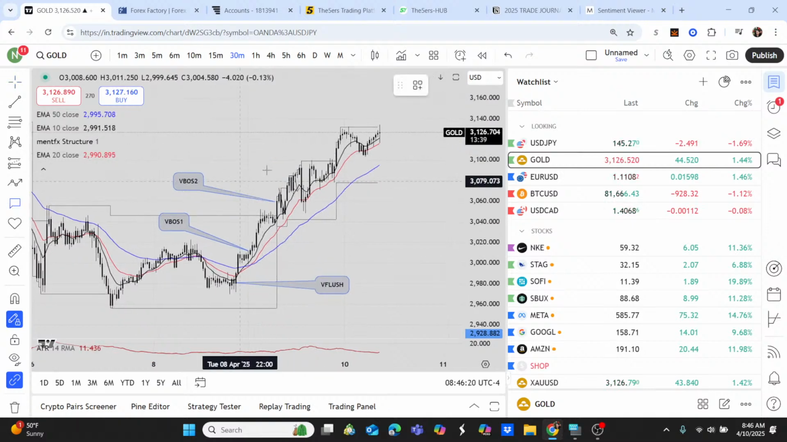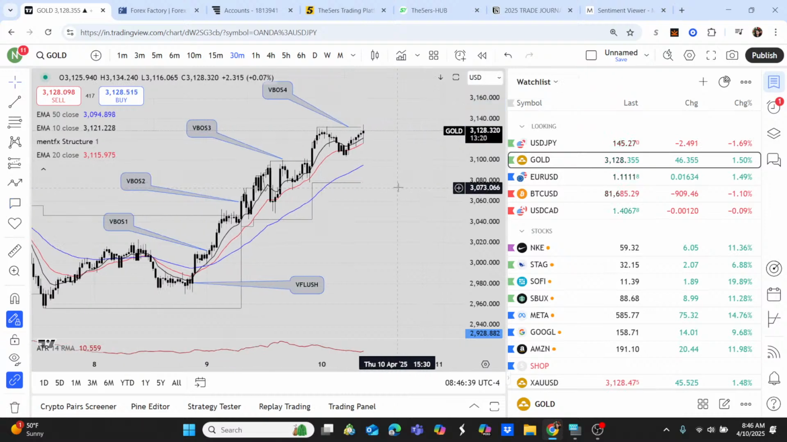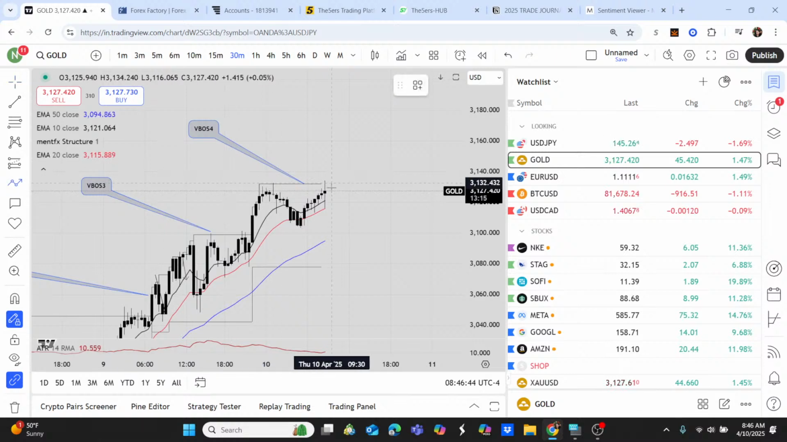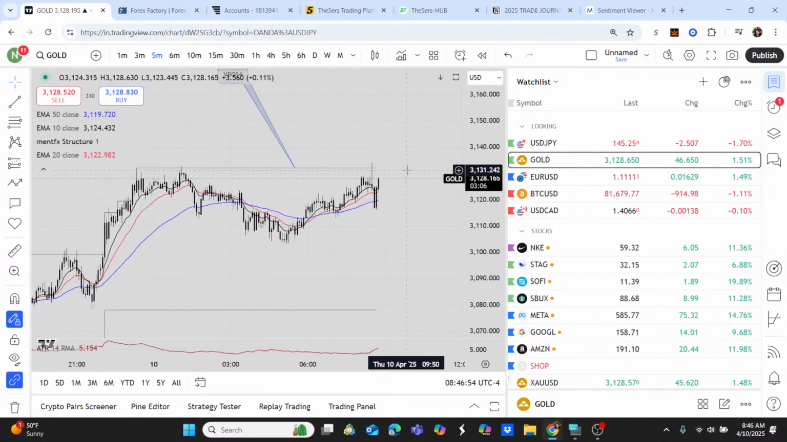You could say this one is validation breaker structure three, and validation breaker structure four right here. That's how I would label it. So basically, depending on, let me see how the lower time frame looks. Yeah, this is actually an area that.